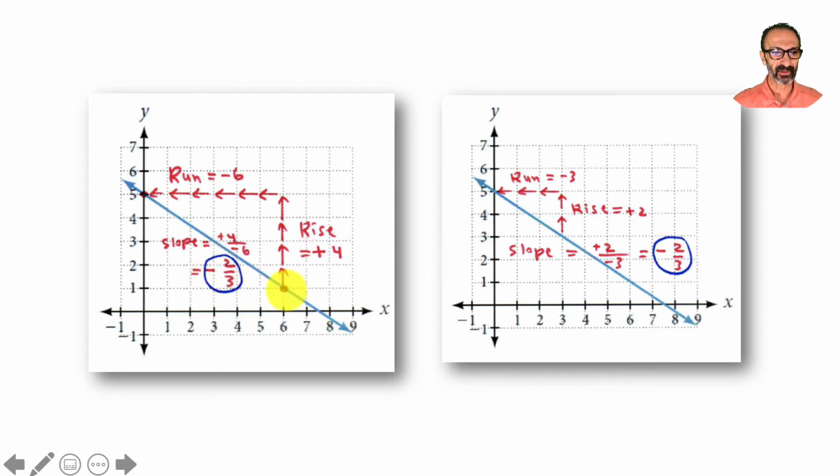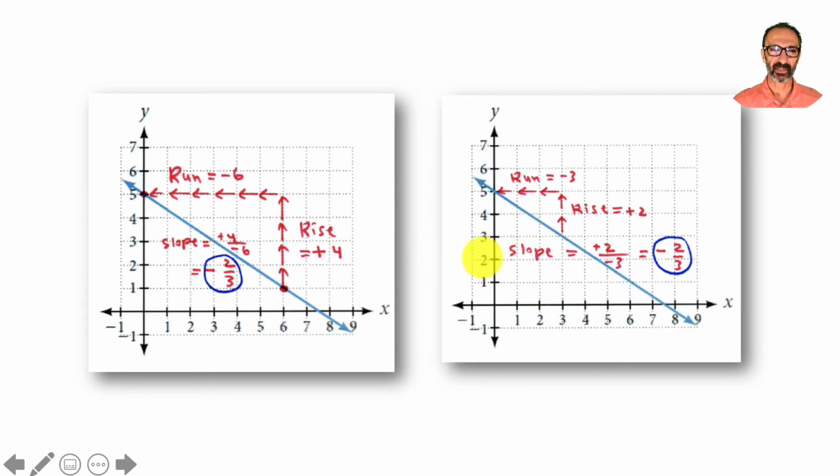Now, if you don't want to pick this point, you pick this point, which we could clearly see at the level 3. It crosses the grid right there. That's running negative 3 and rising 2. 2 over negative 3 simplifies to negative 2/3. Same answer. One more time, this is another example. You pick any 2 points, and it's going to give you the same ratio of rise over run, same slope.